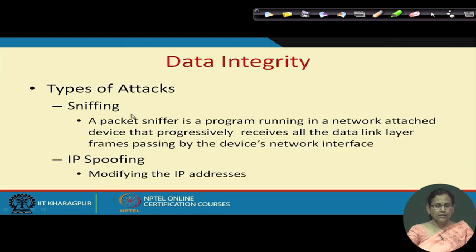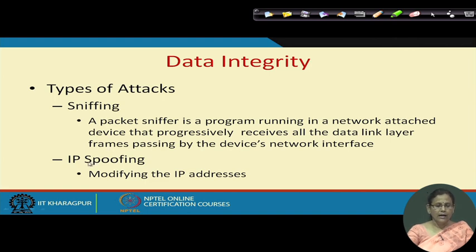Now, in case of sniffing, a packet sniffer program which is running in the network or on some network attached device like a router receives all the data link layer frames passing through the device's network interface and tries removing the application data apart and reads it. So, it is about sniffing, the way a dog sniffs and finds out. It is just like that.